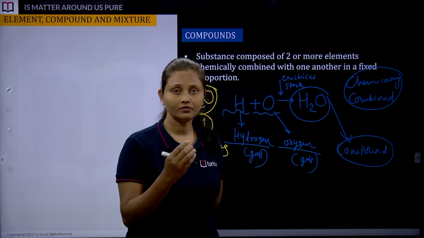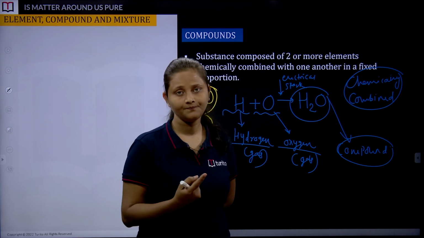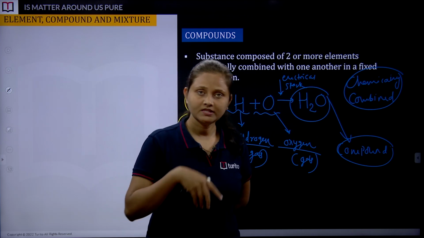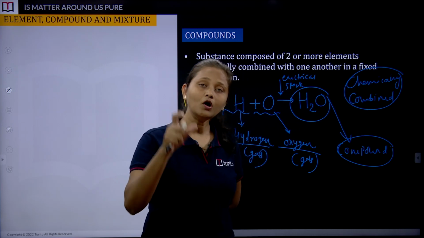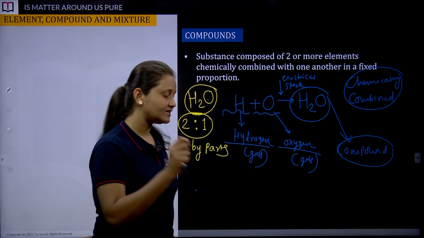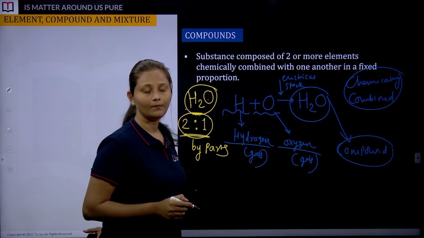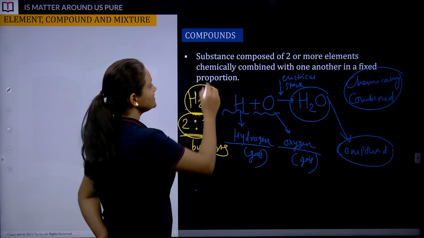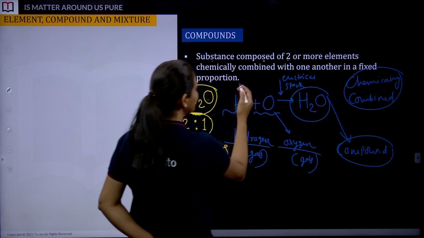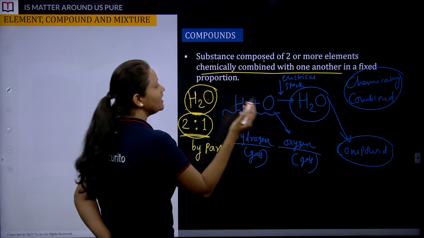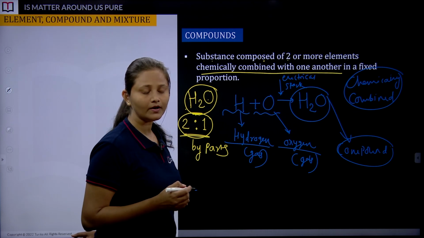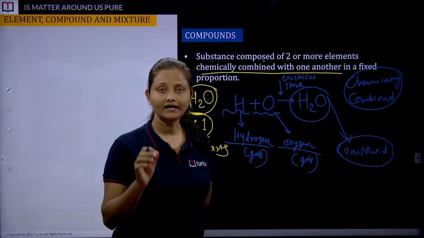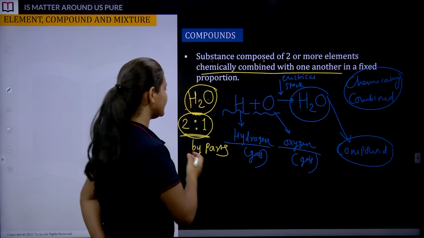Let me give you some examples. If you are checking water samples, such as tap water, river water, ocean water, sea water, raindrops, these are different sorts of water. They all have the molecular formula H2O in a fixed ratio, and that is what we have mentioned in the definition also: a substance composed of 2 or more elements chemically combined with one another in a fixed proportion. You take any source of water, it is chemically combined in a fixed ratio. By parts, it has to be 2:1.